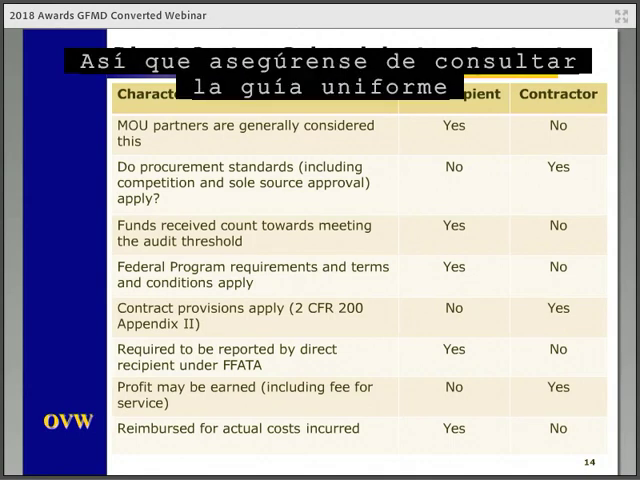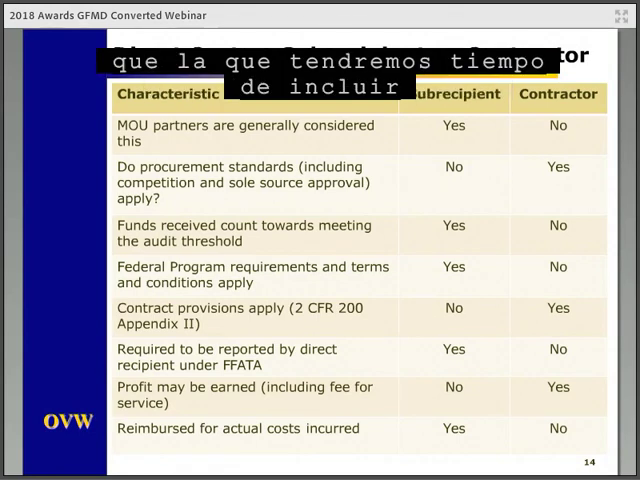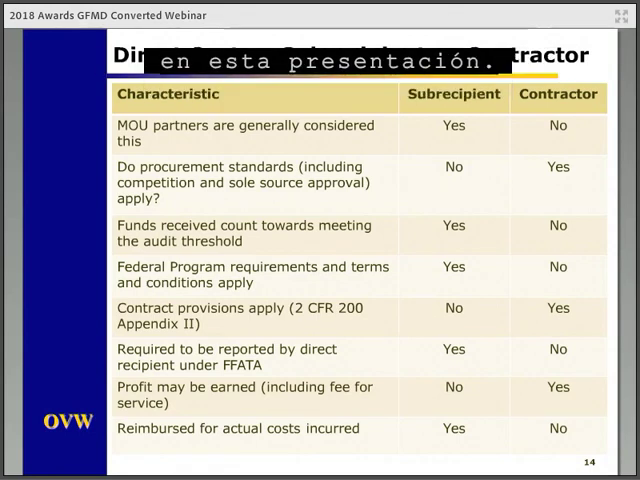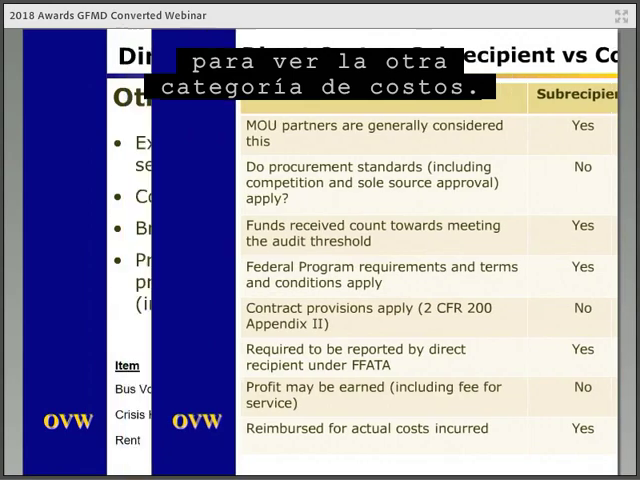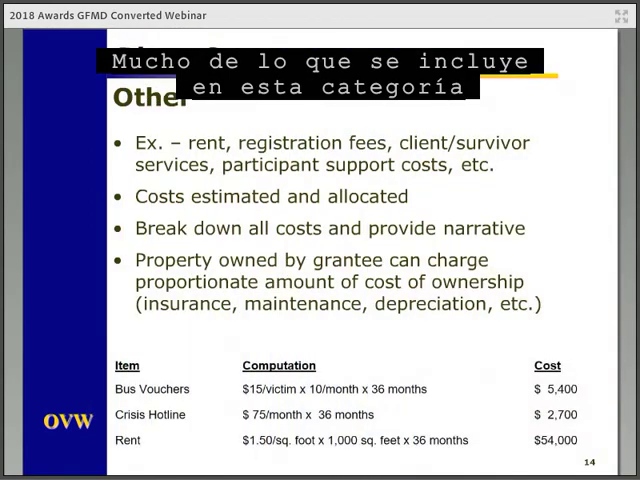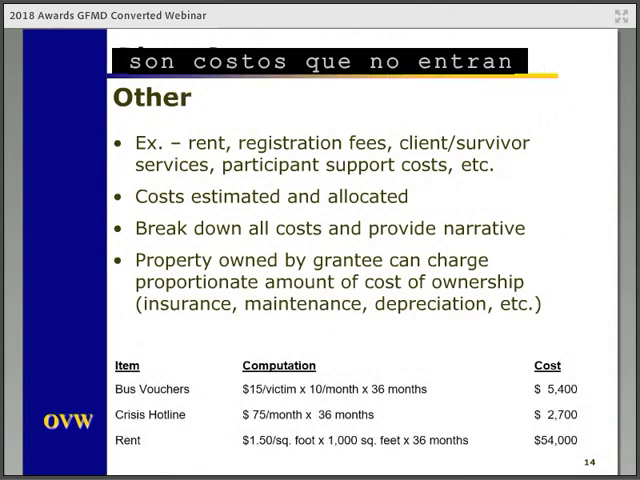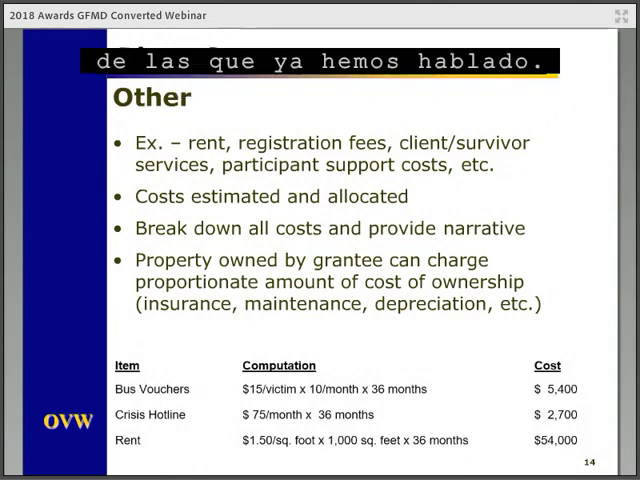So make sure to refer to the uniform guidance for additional clarification on this topic, as it provides much more detail than we have time to cover in this presentation. So let's get back to the budget categories and continue through to the other cost category. A lot of what goes on in this category are costs that don't fall under the other more specific categories that we already went through.